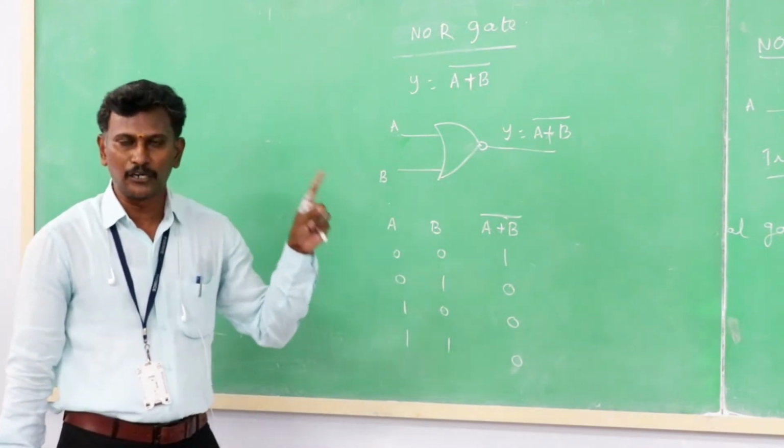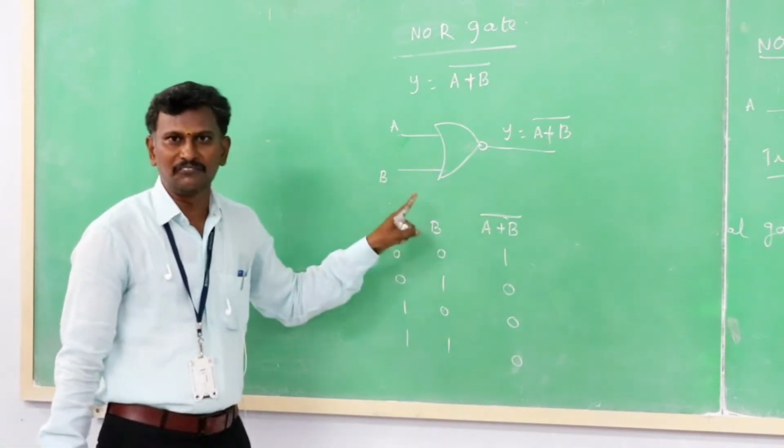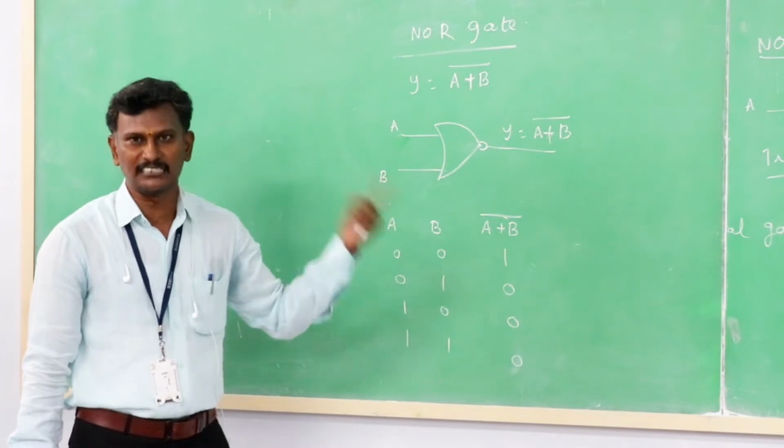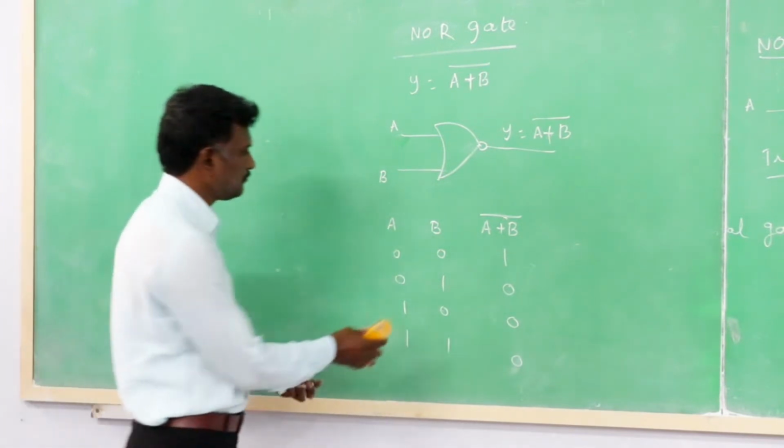Why we call them universal gates: we already know that by using these NAND and NOR gates we can implement or realize any logical functions like the NOT gate, AND gate, OR gate, and so on.